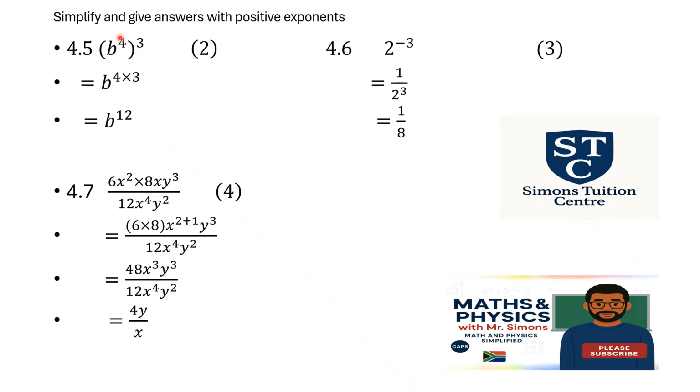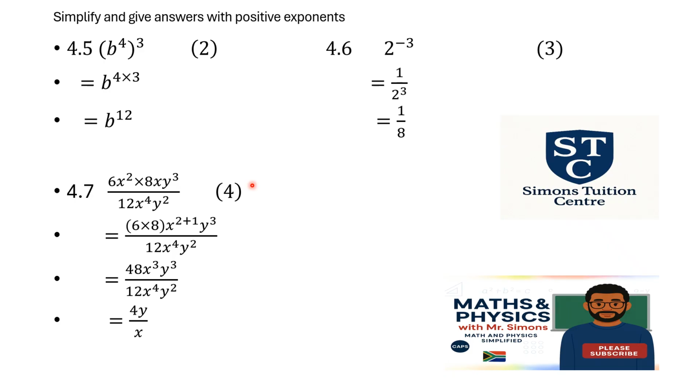Now, it says simplify and give the answer with positive exponents. So 2 to the negative 3, to make negative 3 positive, I have to take it to the bottom of the division line. It was negative on top, becomes positive at the bottom, so that's 1 over 2 to the power 3. And from there, 2 times 2 times 2. So 2 times 2 is 4, times another 2 gives me 8. Therefore, 1 over 8. So 1 mark for taking the exponent down to the bottom, another mark for making it positive, and a third mark for writing it as 8. 1 mark for multiplication and 1 mark for the correct answer.